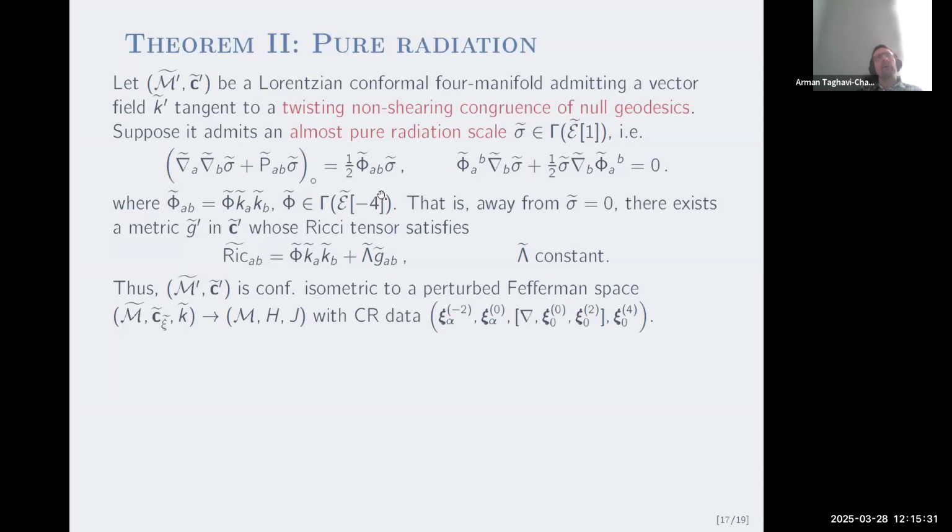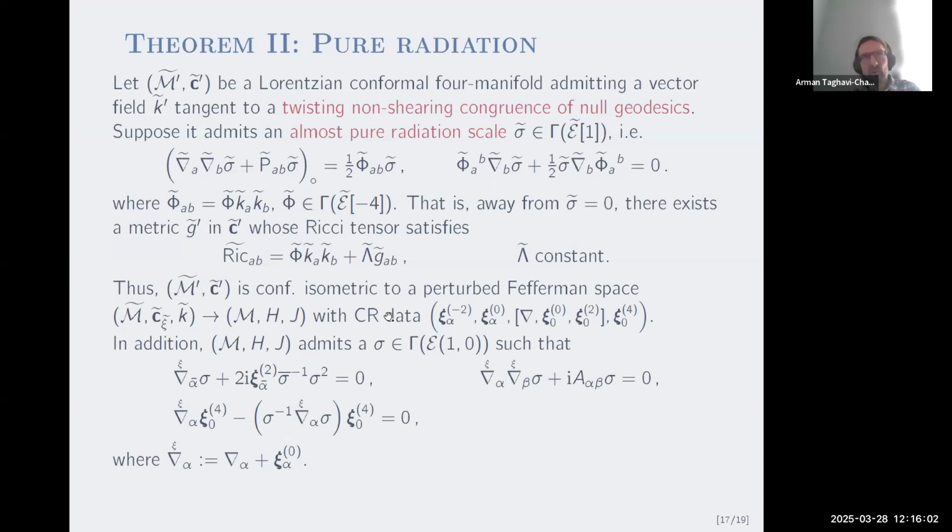So if I know that my Lorentzian conformal four-manifold equipped with this twisting non-shearing congruence of null geodesics admits at least locally a pure radiation metric, then my manifold is conformally isometric to a perturbed Fefferman space with this prescribed CR data. So in fact, there is a little bit more to it. I have my CR data as before, but this CR data is constrained in some way.